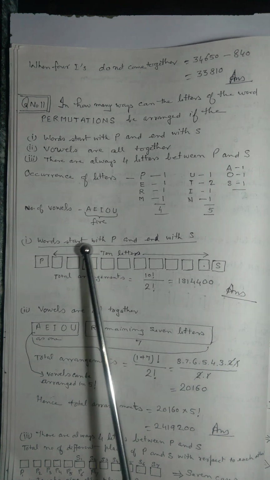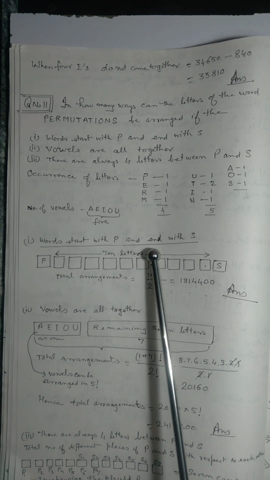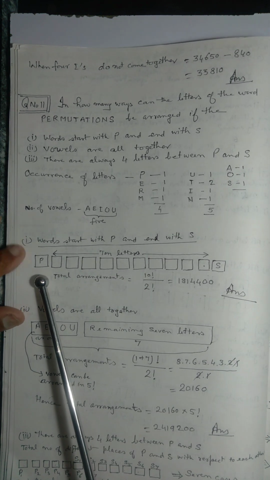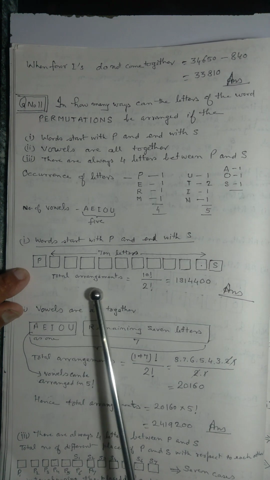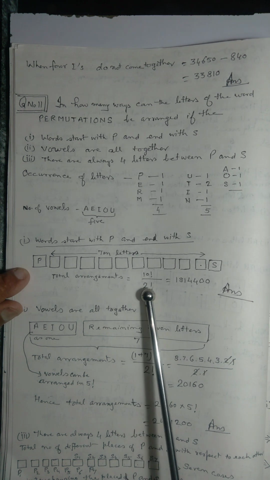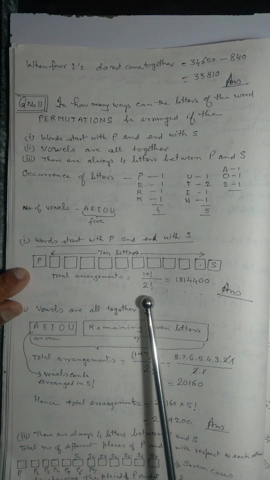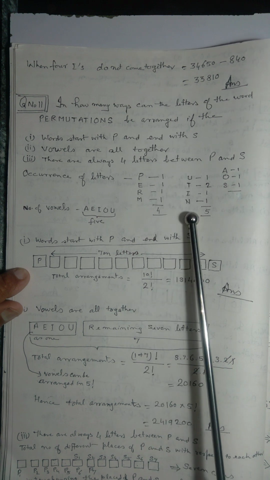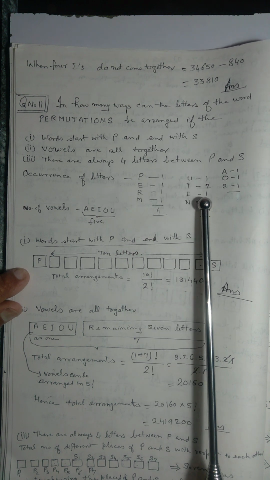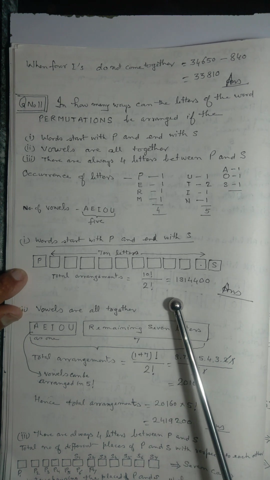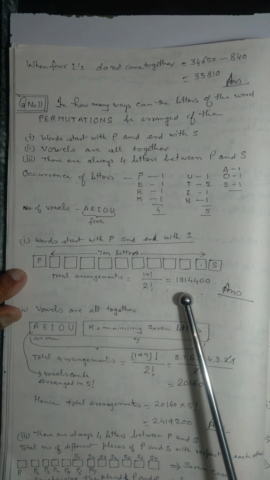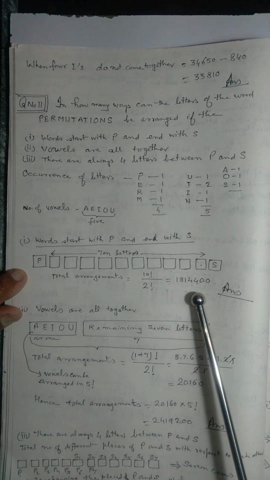5. The words start with P and end with S. So in the starting I have already written P, at the end I have written S. So the total arrangement will be equal to 10 factorial upon 2 factorial. Why I have divided it by 2 factorial? Because T has occurred 2 times. So in order to avoid the duplicacy, I have divided the arrangement by 2 factorial. So it will be equal to 18,14,400.